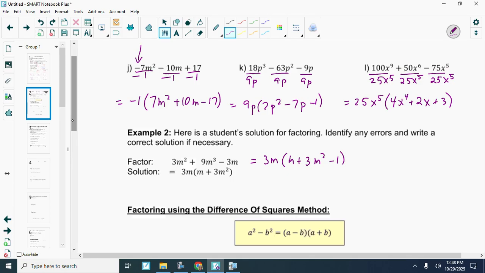It looks like the solution that they had, they were missing that final term. So you also have to be able to analyze student work, pick out the error, do some error analysis. Identify any errors. They forgot the last term.